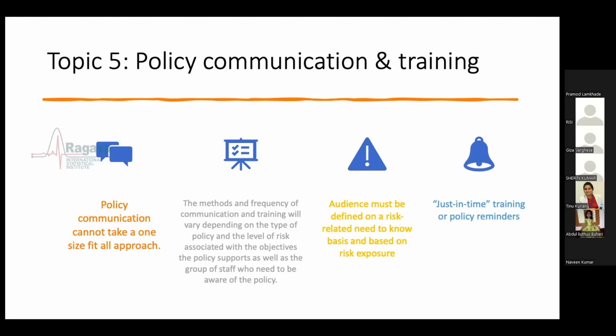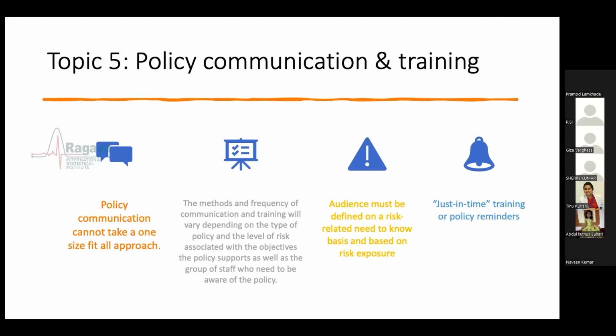So their training, based on the risk exposure they are facing, or who are at the sharp end of the process, should be an in-depth training program. Okay, so this is just an example. This is how you have to prepare your training and communication plan, in a risk related context.